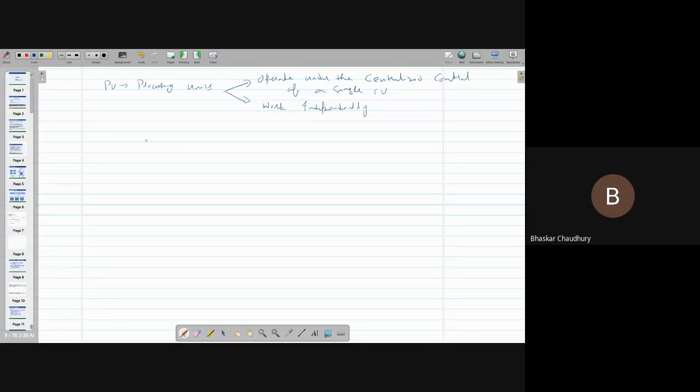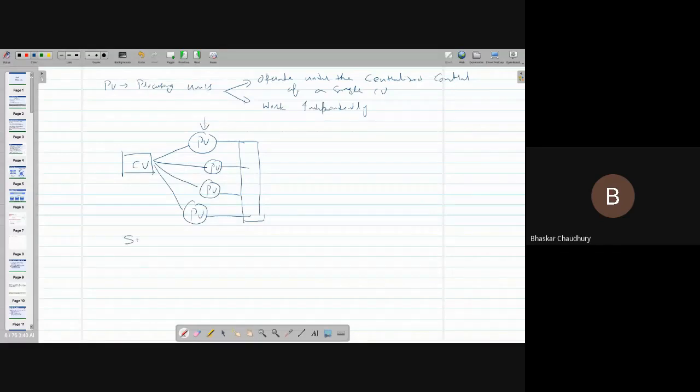Let me draw it a little bit for you. This is my control unit, and let's say I have these four processing units, PU. This is my PU, this is my PU, this is my PU. Then I can have some kind of interconnect here. These are my processing elements.